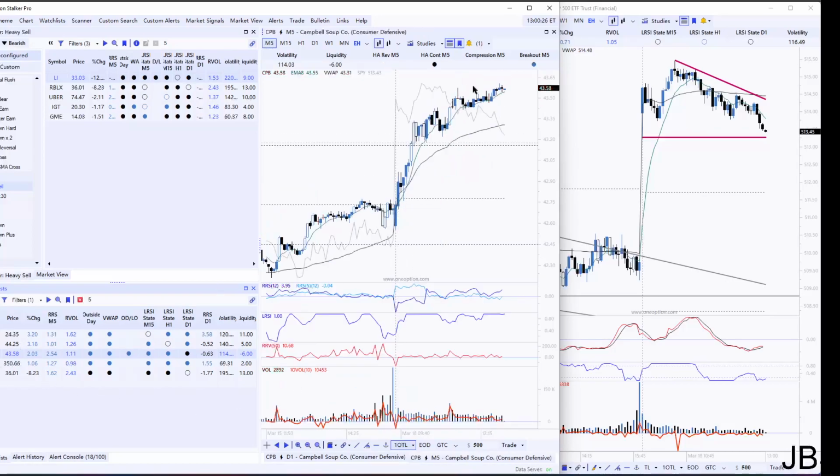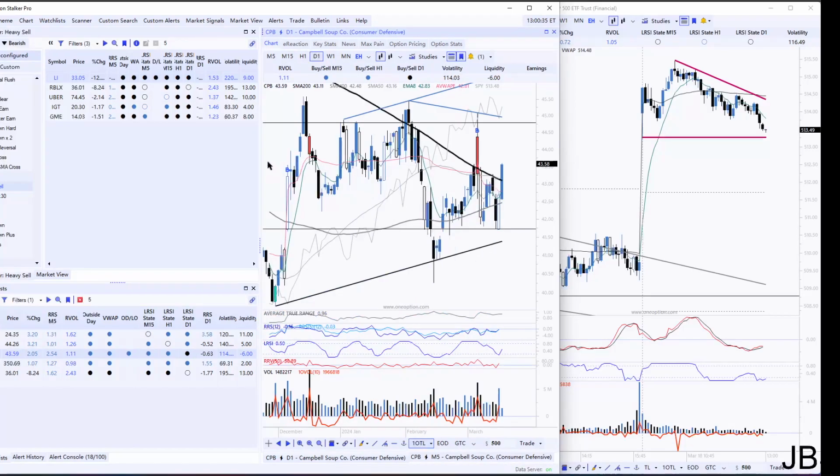CPB had a nice breakout today through the SMA. Nice volume. Steadily grinding higher while the market's going down. So this is a nice breakout. Very, very choppy stock. So again, only a day trade for this kind of stock.